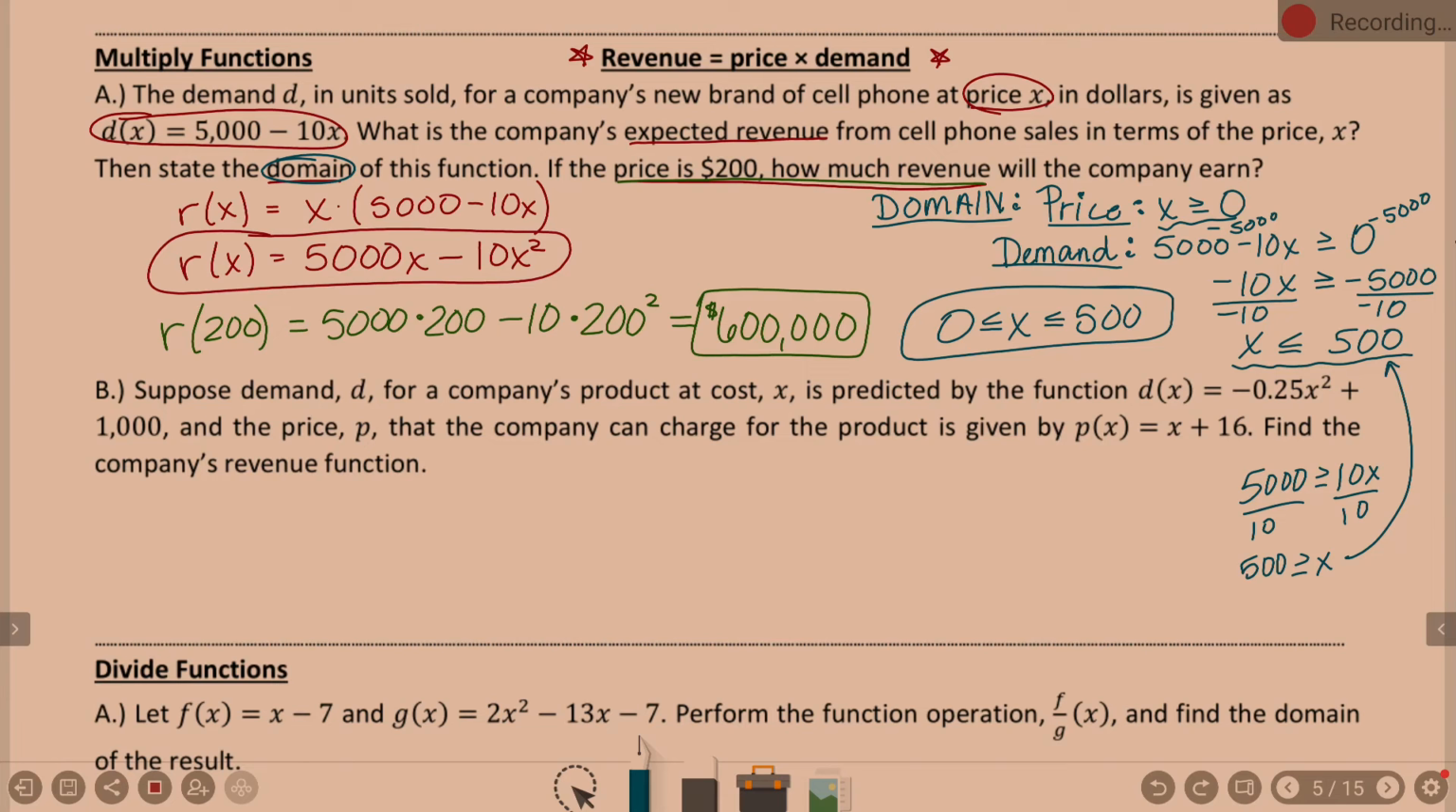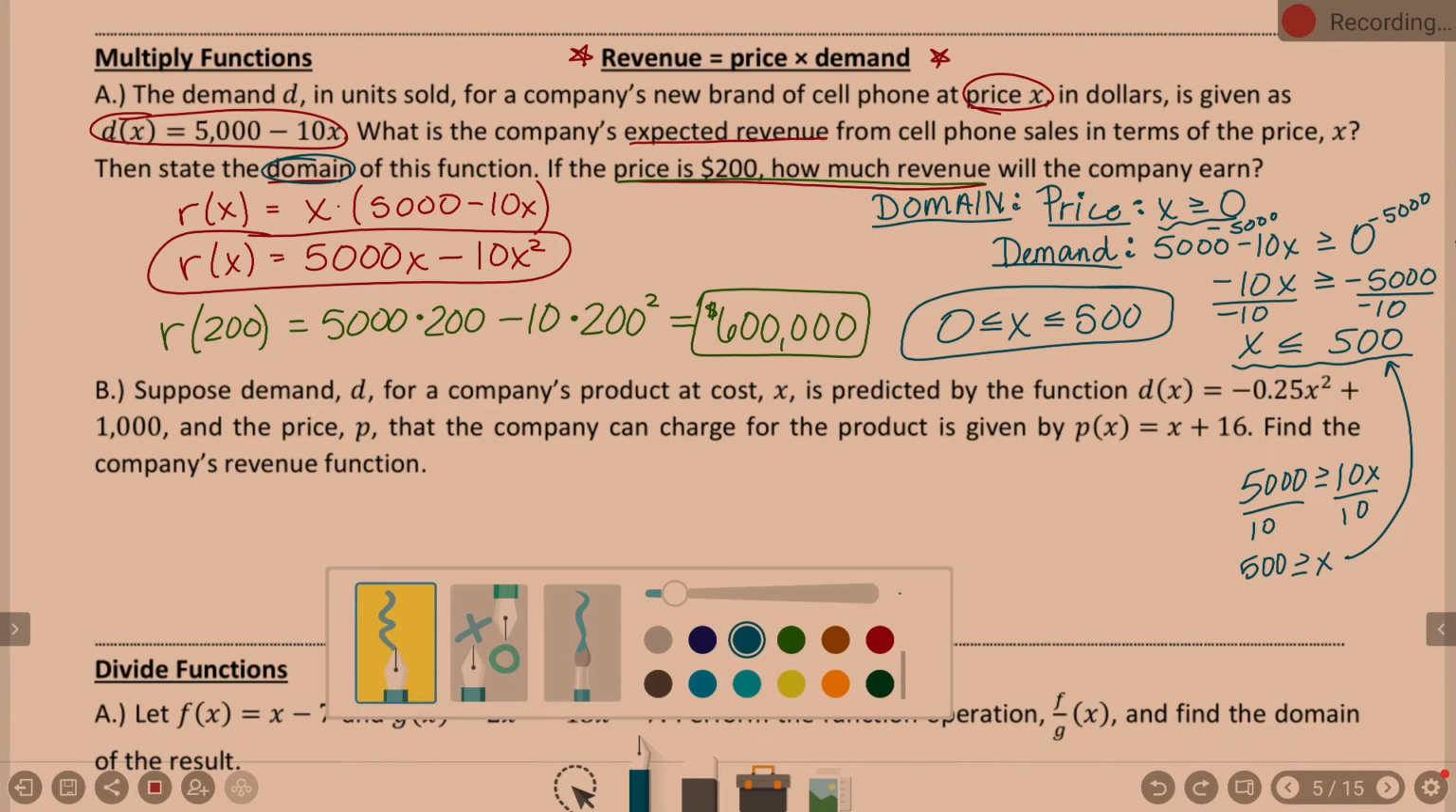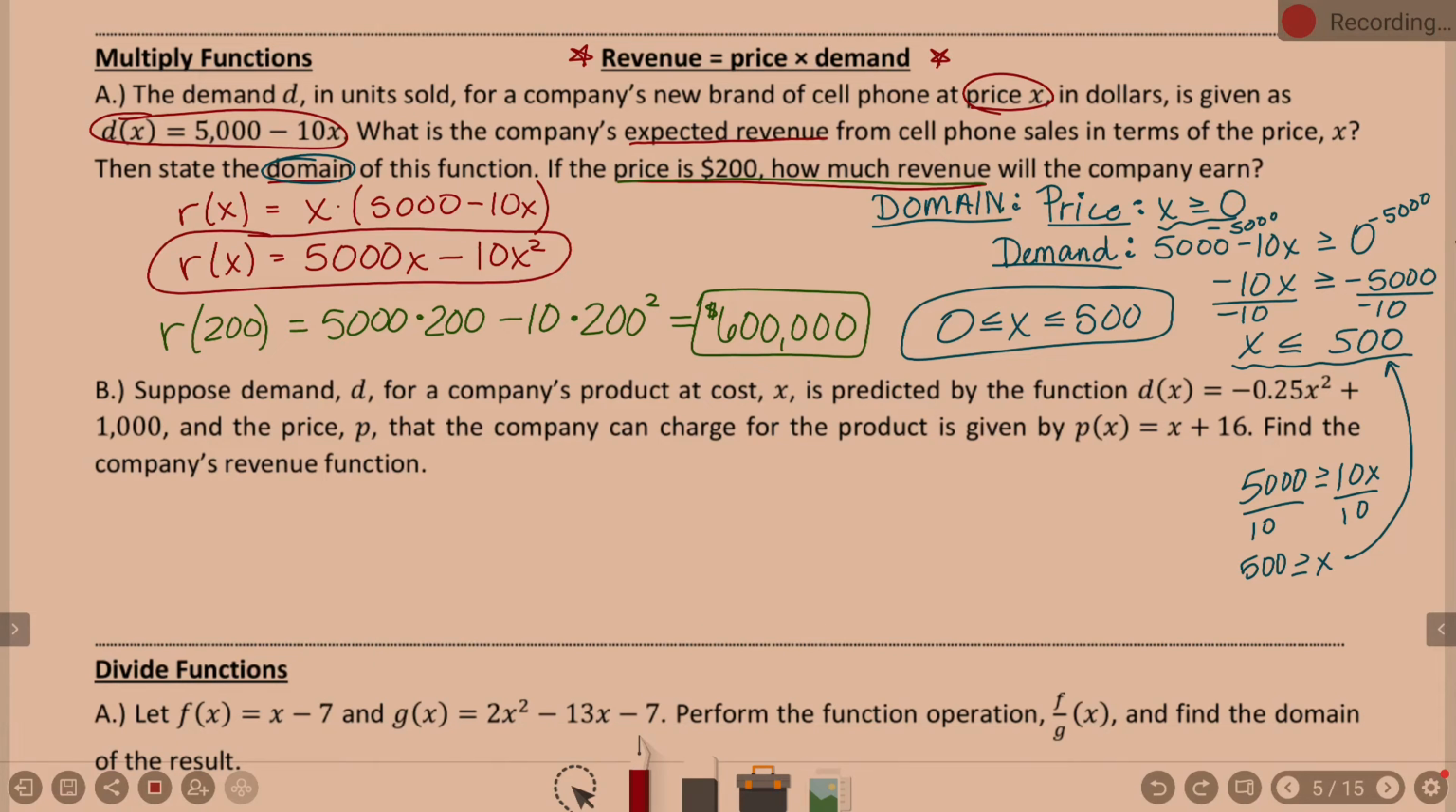Okay. Next one. I think the next one we just have one question, if I recall. Suppose demand D for a company's product at cost X is predicted by the function D of X equals negative 2500 X squared plus 1000, and the price P that the company can charge for the product is given by P of X equals X plus 16. Find the company's revenue function. How am I going to find revenue?